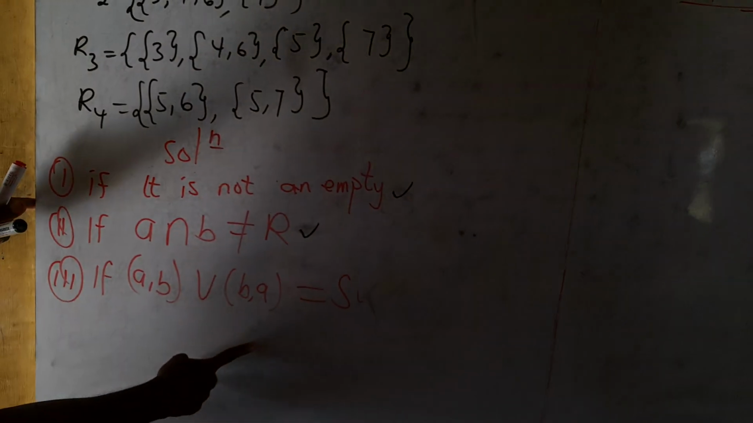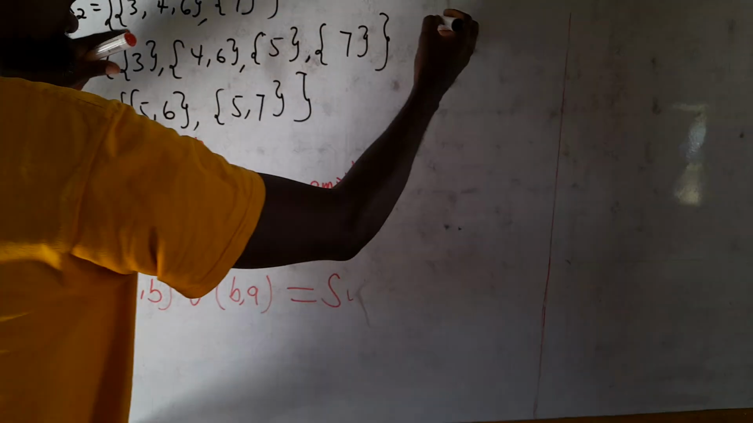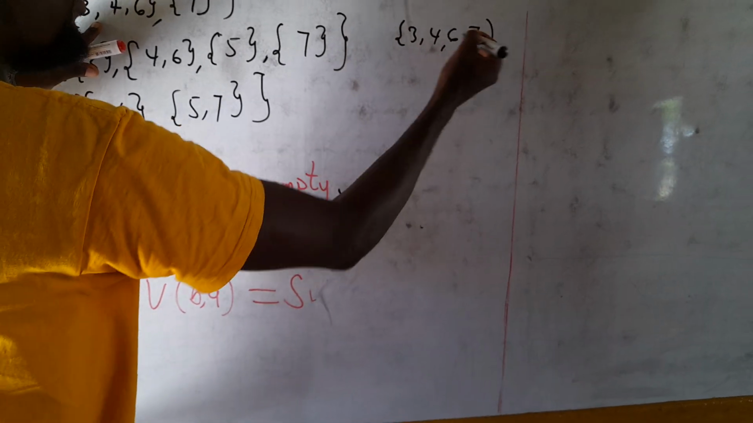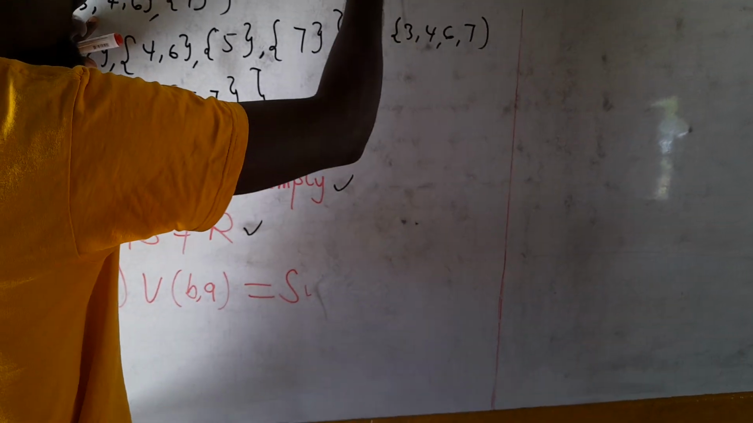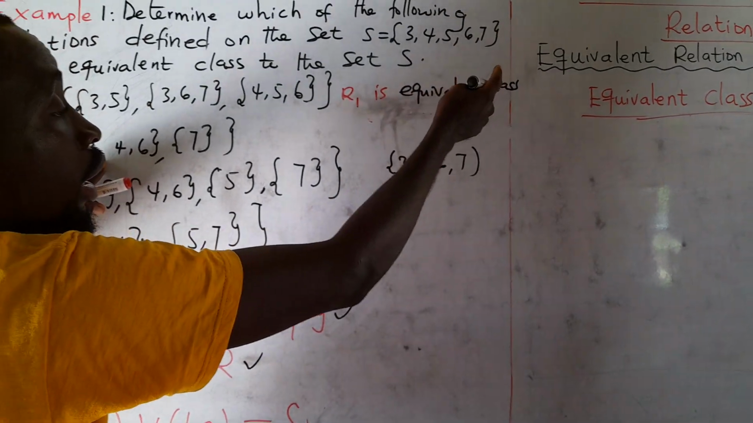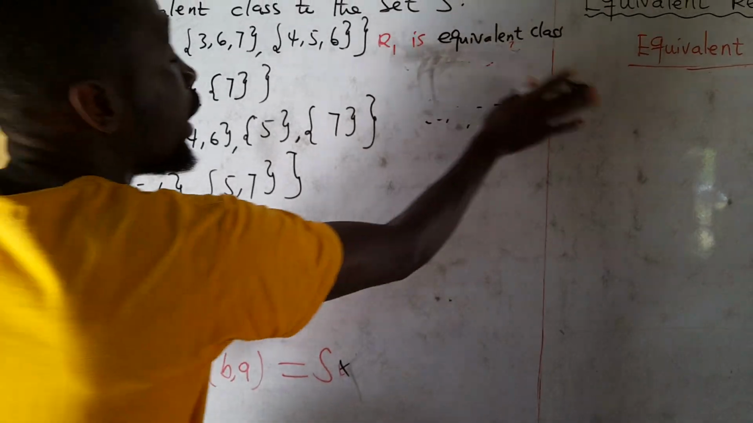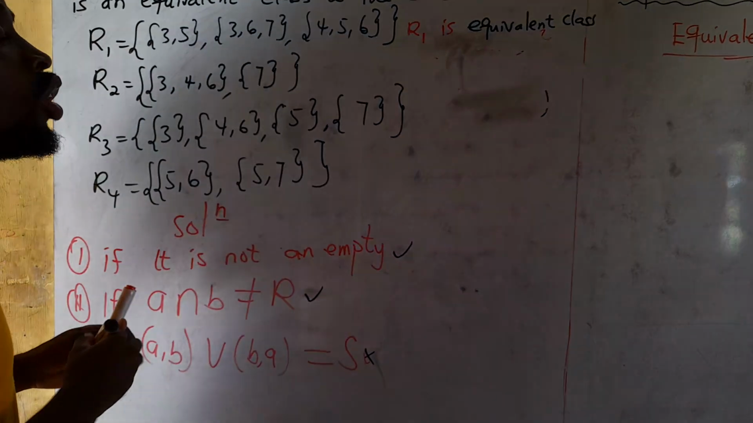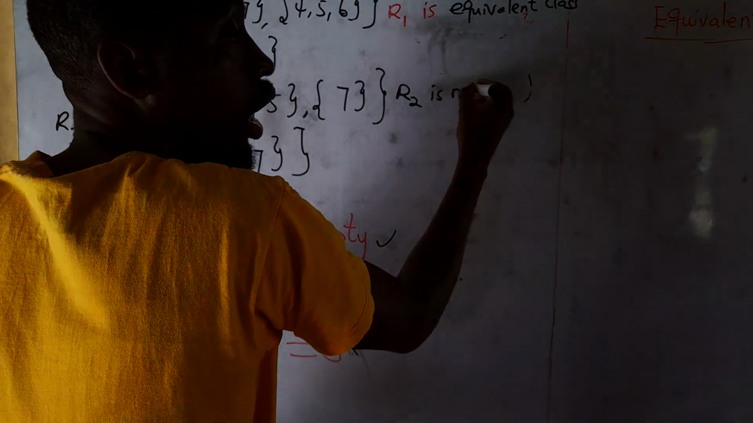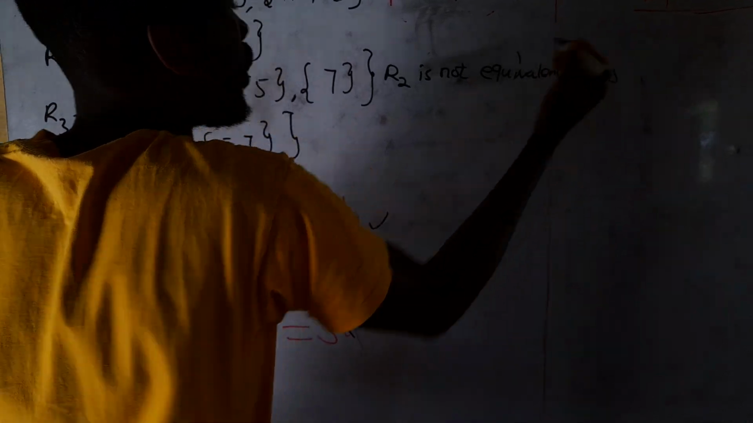Now we check the third condition. We put the union, that is we put the two sets together. When we put them together, we have 3, 4, 6, 7. Is {3, 4, 6, 7} the same as {3, 4, 5, 6, 7}? No. 5 is missing there. Then it is not. So it doesn't satisfy that condition. Since one condition is not satisfied, we say R2 is not an equivalence class. I hope you get that.